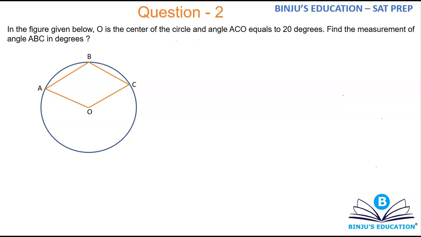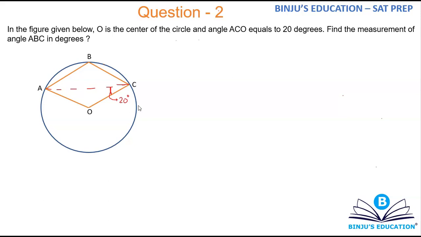So in the figure given below, O is center of the circle and angle ACO is 20 degrees. So what is angle ACO? First of all, you need to first connect A with C. And this angle here is equal to 20 degrees. You need to find the measurement of angle ABC in degrees. Alright, so how we can do this one?